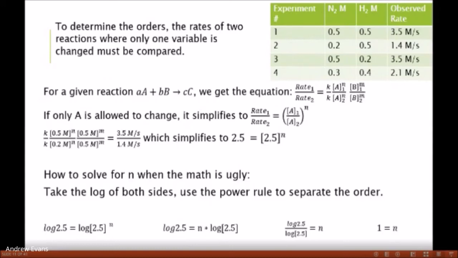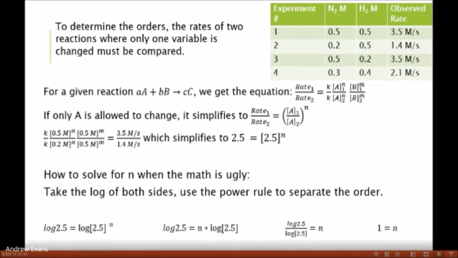Now, how do we solve this when the math gets ugly? That's where we use a log-based rule. The log-based rule is that if a log is raised to an exponent, you can pull the exponent out front of the log and say n times the log. And so the first thing we do is we take a log of each side. We have to do it to each side to make them equivalent. So log 2.5 equals n times log 2.5. And then you divide by that to isolate the n.